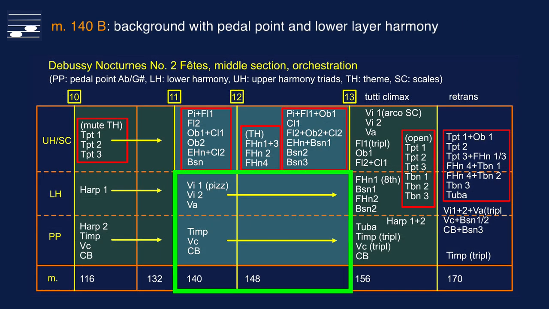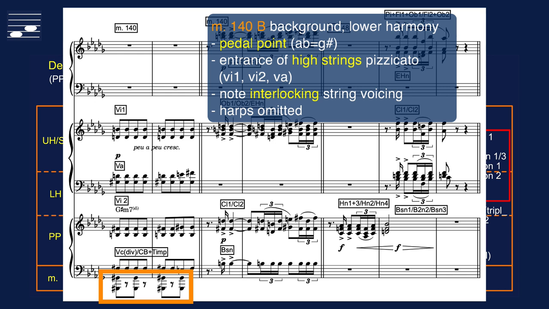The setting for subsection B is different. The harps stop playing. In measure 140, the pedal point becomes a quarter note pattern for the enharmonically equivalent pitch G sharp, played by low strings and timpani.